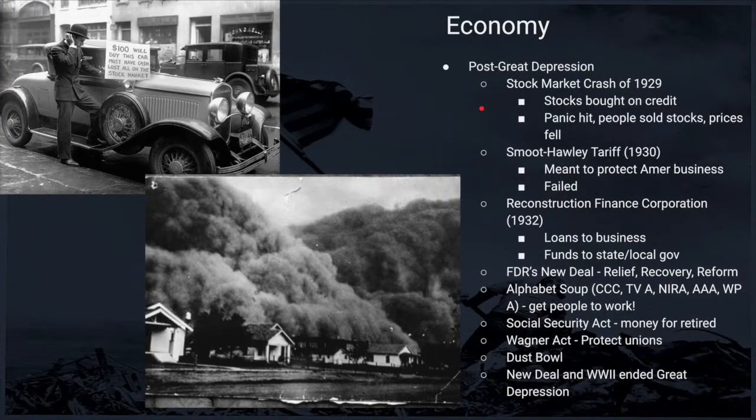Now, post-Great Depression, you should know about the stock market crash of 1929. Obviously, that's very important. Stocks in America are going to be bought on credit, so you could buy $100 worth of stocks with just $10 at this time. So people are buying stocks like crazy, and a panic hits. Everyone goes, oh no, my stocks are basically worth nothing, so they sell off everything they can. Prices fall. There are businessmen who literally jump out of windows and buildings and kill themselves because all their money is stuck in this stock market, and it all crashes at once.